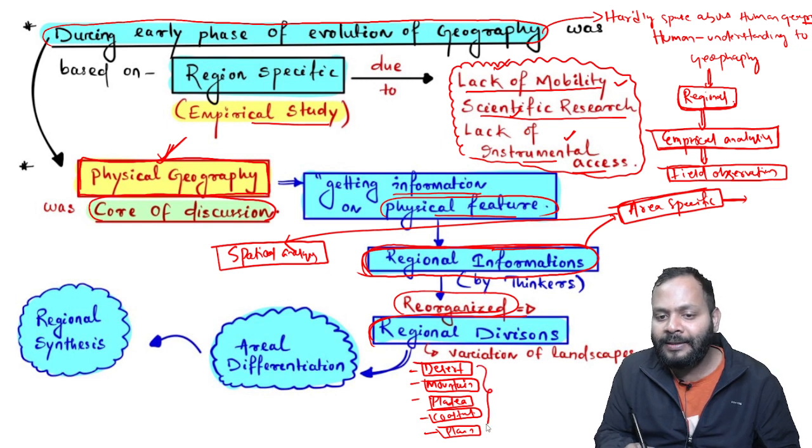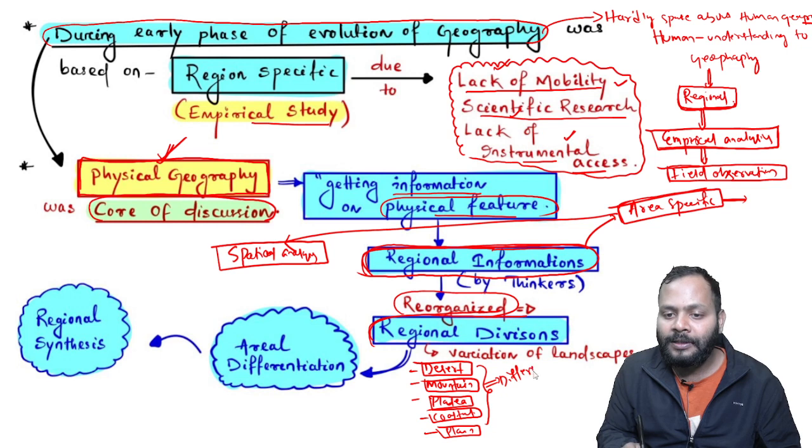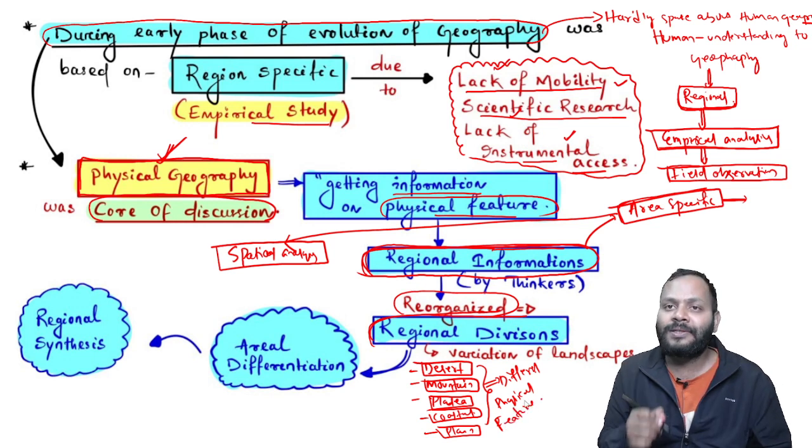Okay, every landscape has different physical features. Can I say different physical features that we have?